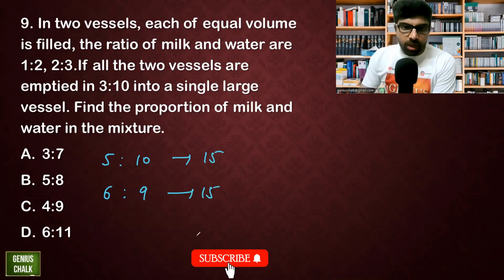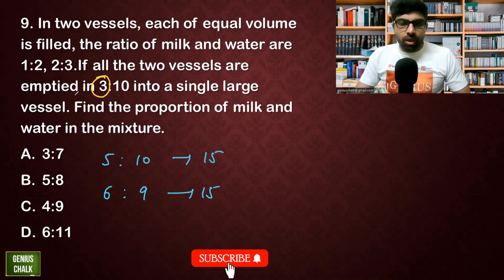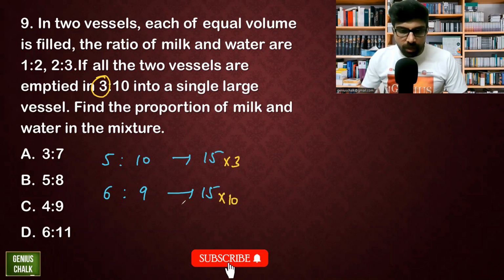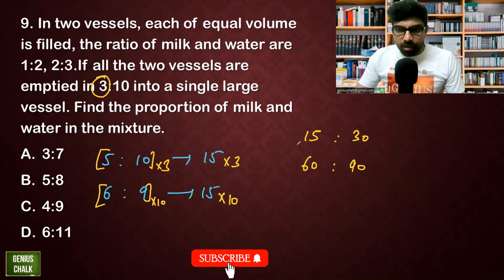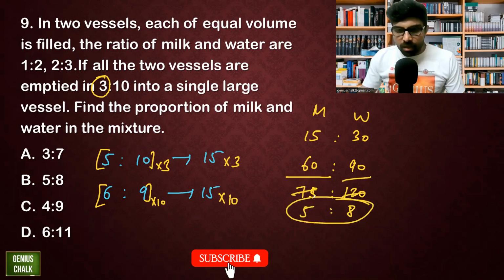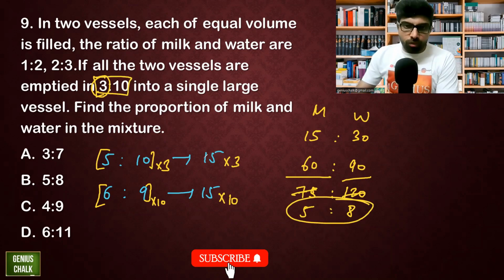But question says that it should be mixed in this ratio 3:10. That means this has to be multiplied by 3 and this has to be multiplied by 10. So these both to be multiplied by 3, and these both to be multiplied by 10. Now 5 3s are 15, 10 3s are 30, 6 10s are 60, 9 10s are 90, and this is milk, this is water. So milk plus water 75, and this is 120. So this becomes 15 5s are 15 8s are. That is my answer.